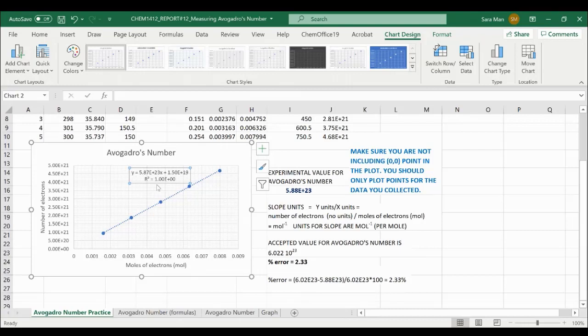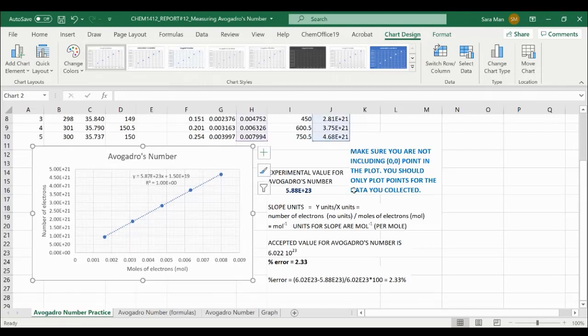And the units, what are the units? You know, we are doing number of electrons that has no units divided by moles of electrons. The units are then moles raised to the -1, per mole. Very good. So now we know how to calculate the Avogadro number in Excel, and the Avogadro number is the slope.